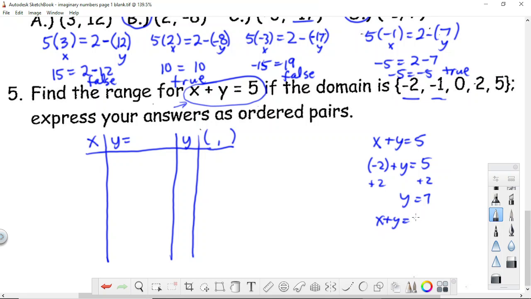X plus y equals 5. We're going to put in this time negative 1 for the x. Negative 1 plus y equals 5. Solve for y now, because for any x we put in, we can solve for y, and that gives us the y that corresponds to that x. We add 1 to both sides. We get y equals 6.